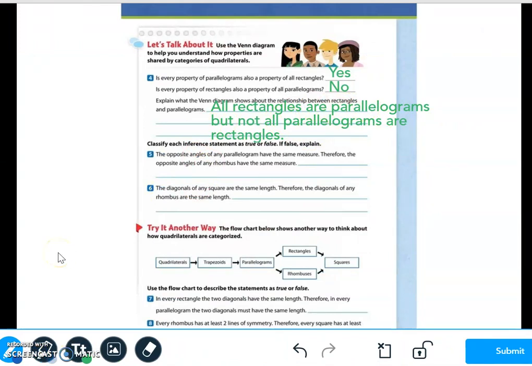Questions 5 and 6 are asking us to determine if the statements are true or false, and if it's false, we need to explain why. For 5, it says the opposite angles of a parallelogram have the same measurements. Therefore, the opposite angles of any rhombus have the same measurement. And for 6, it says the diagonals of any square are the same lengths. Therefore, the diagonals of any rhombus are the same lengths. Let's pause this video and answer 5 and 6.